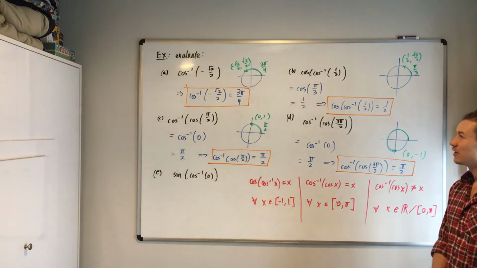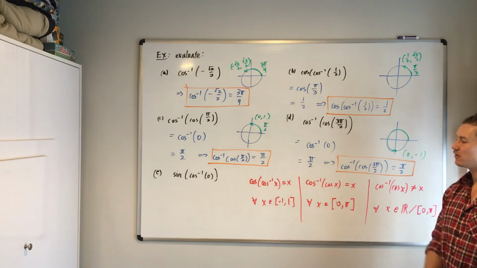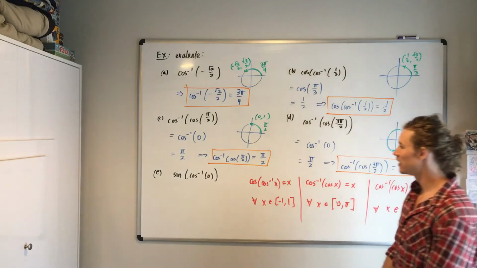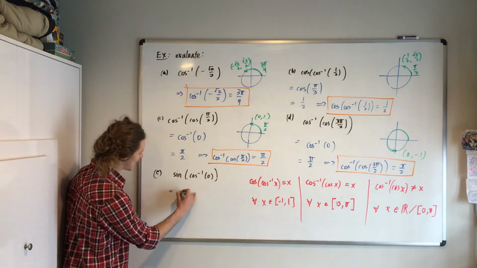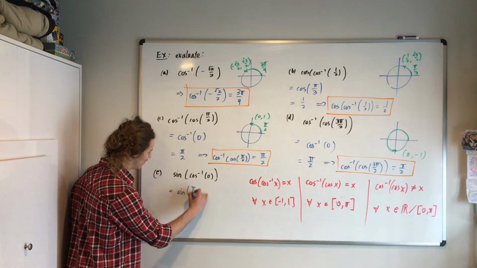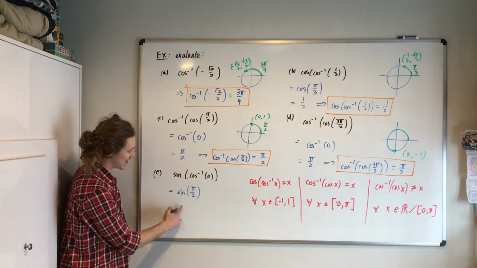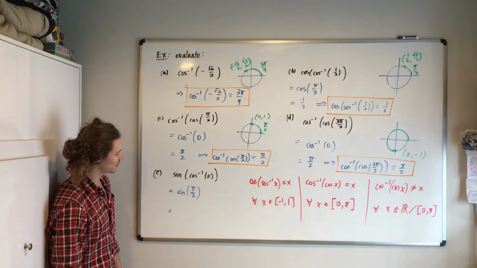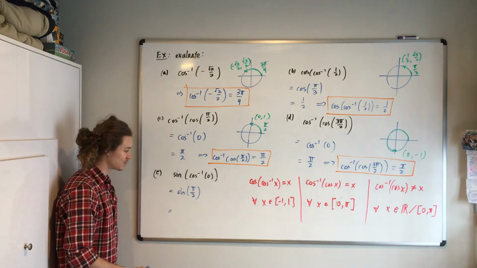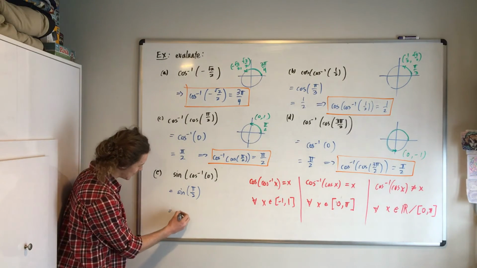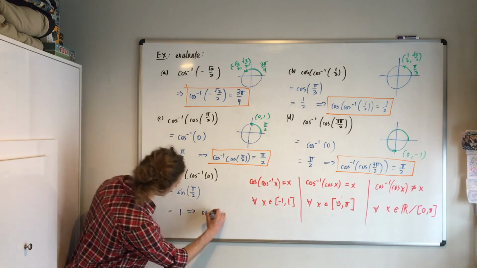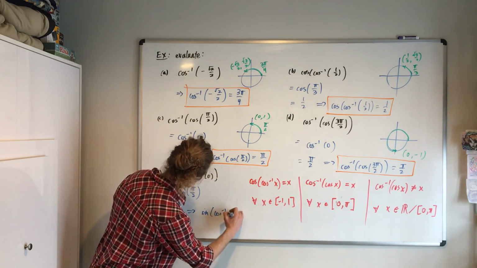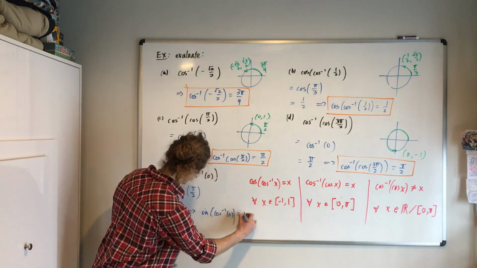Alright, and to wrap off this board, let's look at the sine of the inverse cosine of 0. We've already computed the inverse cosine of 0. The inverse cosine of 0 is pi halves, so I'm looking at the sine of pi halves. And the sine of pi halves is the y-coordinate of the terminal point corresponding to pi halves, which is just 1. So we can say here the sine of the inverse cosine of 0 is 1.